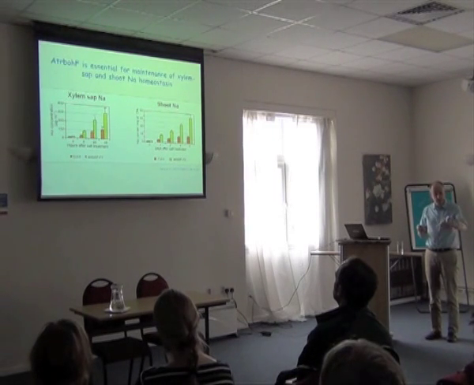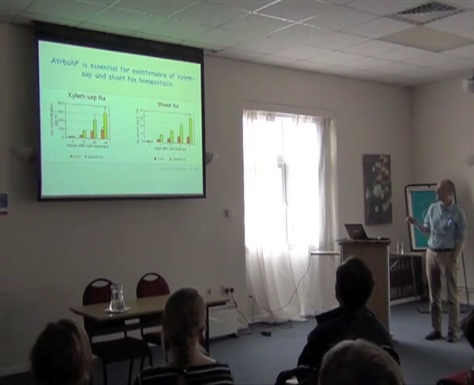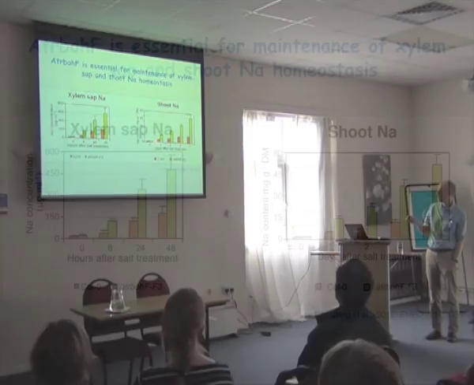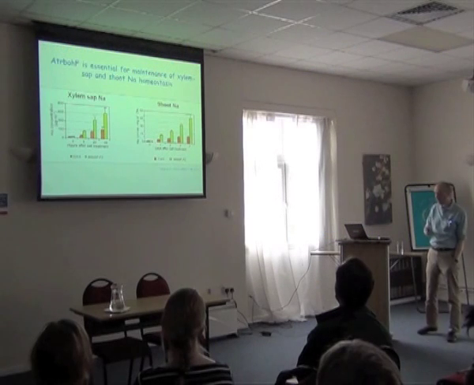And that xylem sap now is what gets shot up by the transpiration stream into the shoots of plants. So you might then say, well, is that reflected in the level of salt that's actually found in the shoots of those plants? And so here now is that measurement. Again, the control is orange, the mutant is in green. And you can see that as you go over time, days after salt treatment, the salt level in our mutant plants lacking the A2RBOHF enzyme is much higher than in the wild type plants.